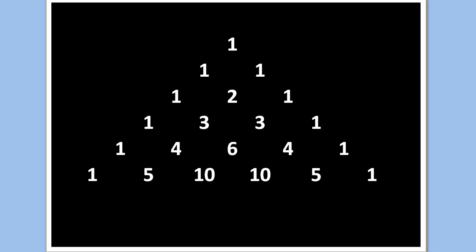Or if you look at the bottom row, you've got 2 10s. Where did the 10s come from? Well, one 10 comes from the 2 numbers above it, which is 4 plus 6. The other 10 comes from 6 plus 4.